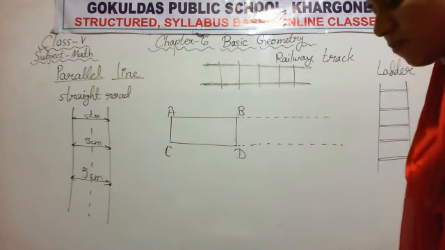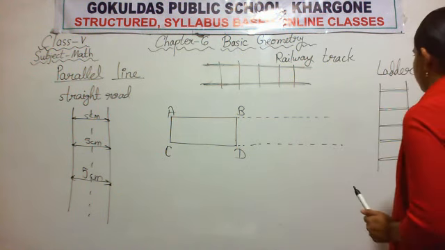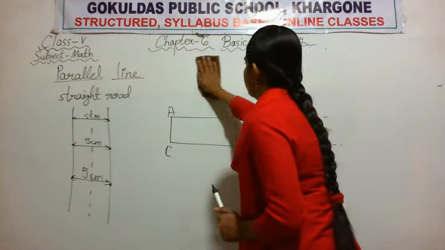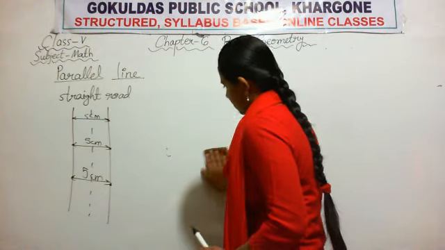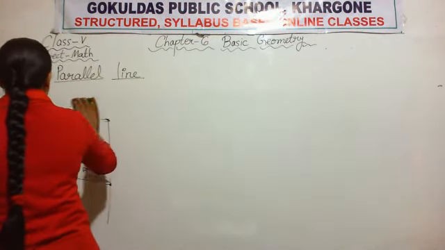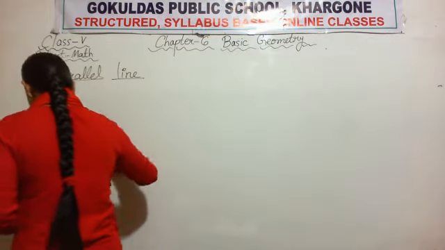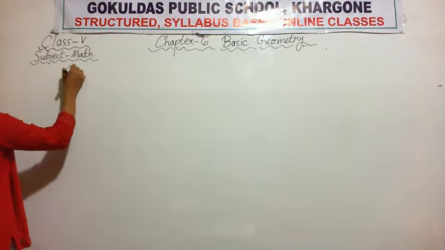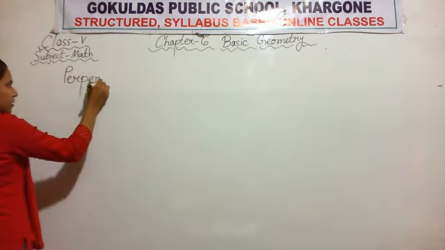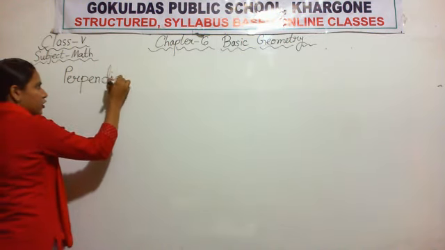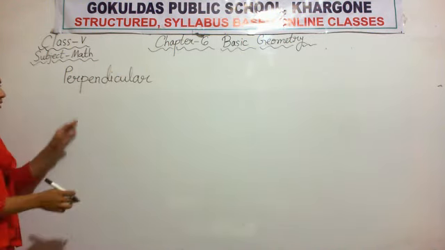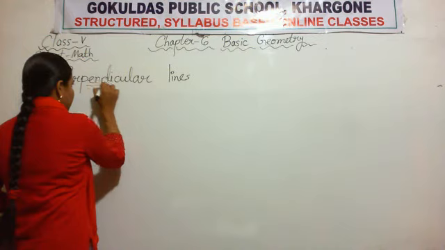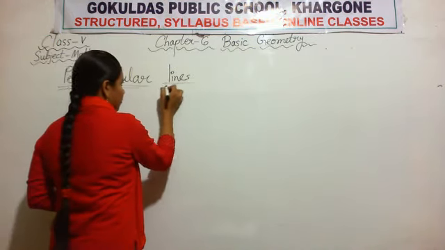Now the next type is perpendicular lines. Parallel lines do not intersect each other, do not cross each other. Perpendicular lines. How do we pronounce this word? Perpendicular lines. This is the other type of line.